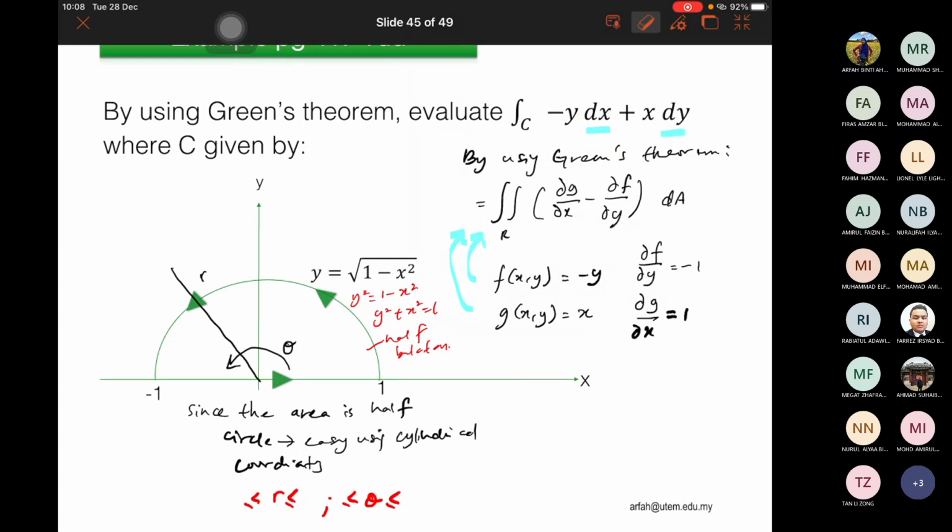Anyone? Dapat r dari berapa ke berapa, theta dari berapa ke berapa? Suhaib, berapa M? Suhaib pula. Suhaib. Amirul Faizin. Fahim. R dari berapa ke berapa? Theta dari berapa ke berapa?